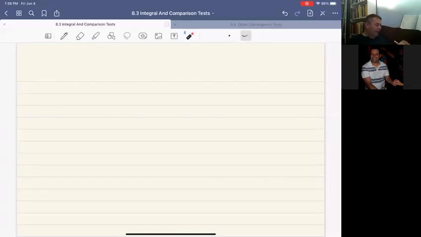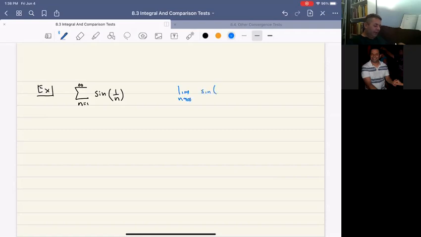All right, I like this problem, so we're going to talk about it. We're going to look at the sum, n goes from 1 to infinity, sine 1 over n. Okay, now, a couple of things. The limit as n goes to infinity of sine 1 over n actually does equal 0, right? Because as n goes to infinity, 1 over n goes to 0, and sine of 0 is 0.